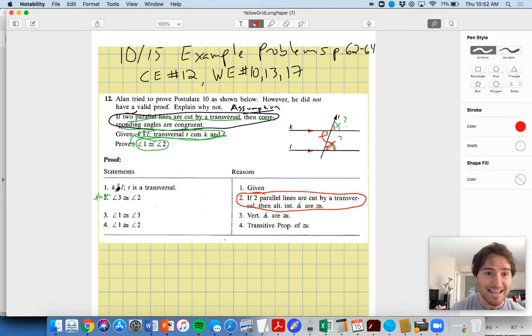So what he's saying is, because this is true by our given premise, then I should be able to assert this, right? We got parallel lines cut by a transversal, and that's going to create congruent alternate interior angles 2 and 3. So I have this circled here. This is a reason.